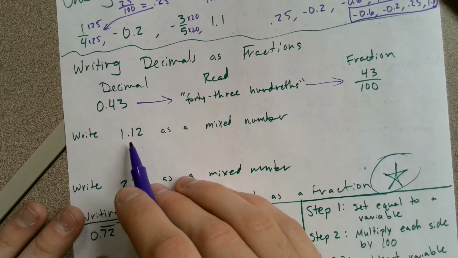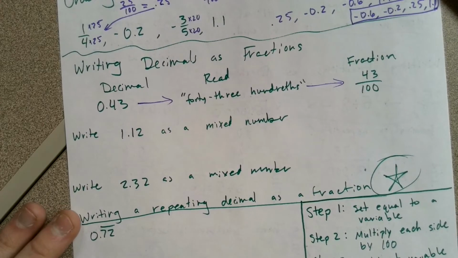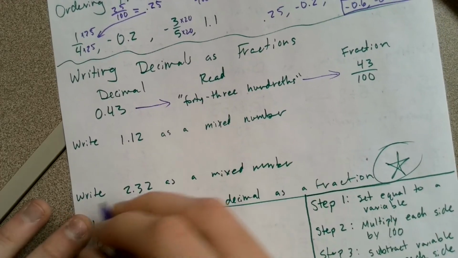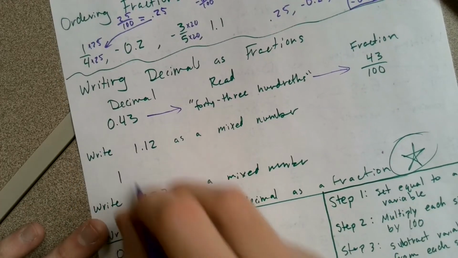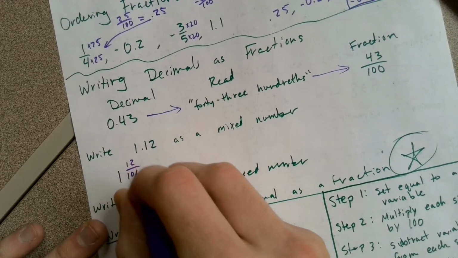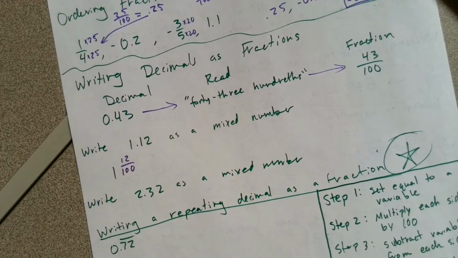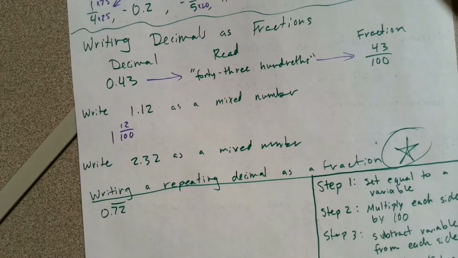We have 1 and 12 hundredths. 1 and 12 hundredths. What can I write this as? Easy. We wrote that as a mixed number. Our last step is to simplify this.